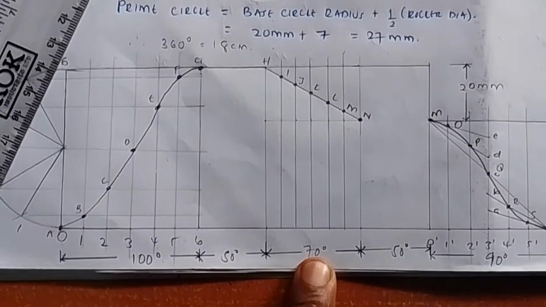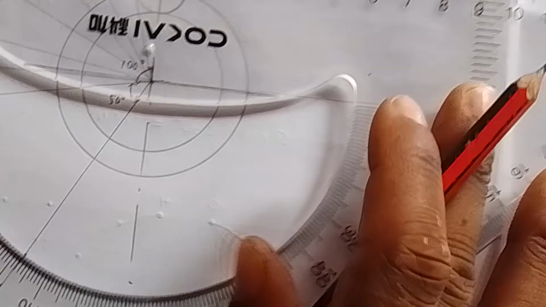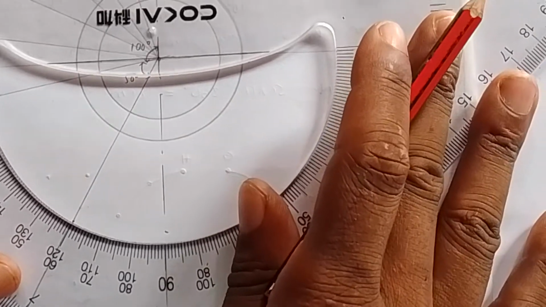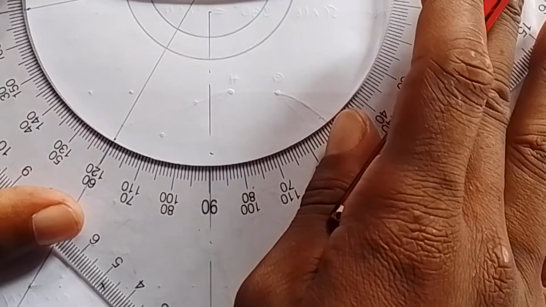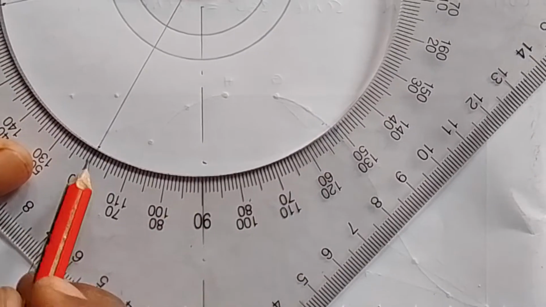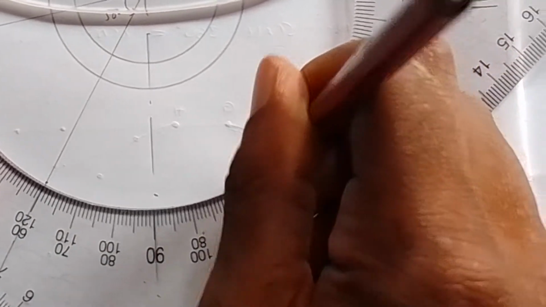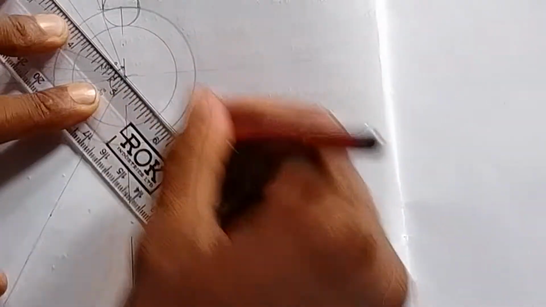The next one here, after this dwell, we had this fall, a fall of 70 degrees with uniform velocity. So again, stand here again, with your ruler like that, and your protractor, sorry, like that. Again, measure 70 degrees. So it'll be 0, 1, 2, 3, 4, 5, 6, 7. So this will be our 70. At this particular point, again, draw a line like that.